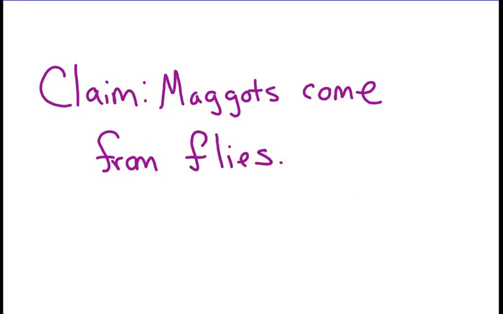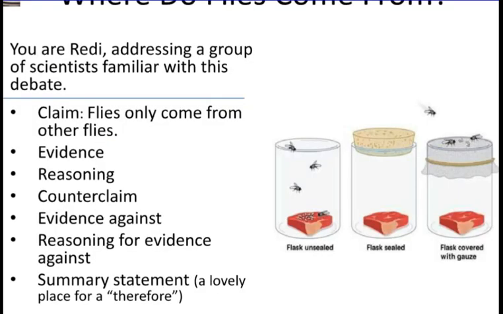Again, probably not groundbreaking for you, but an important discovery back then, because now we can do something to prevent that, right? Now that we know that maggots come from flies, we know we can seal our meat and we're not going to have that problem anymore. So it was an important question for then. All right, so we've got our claim.